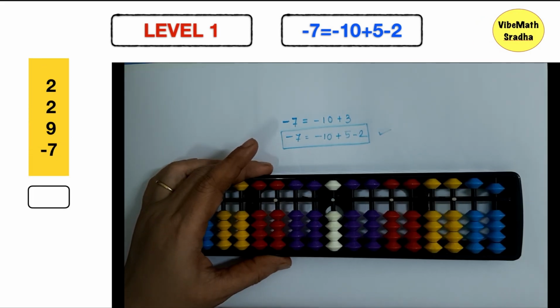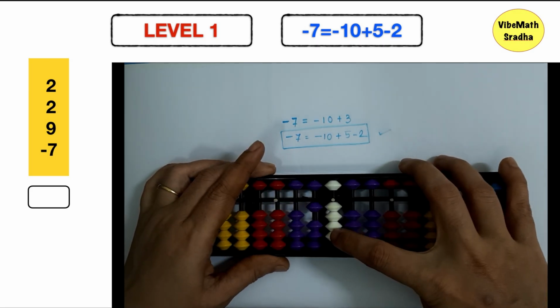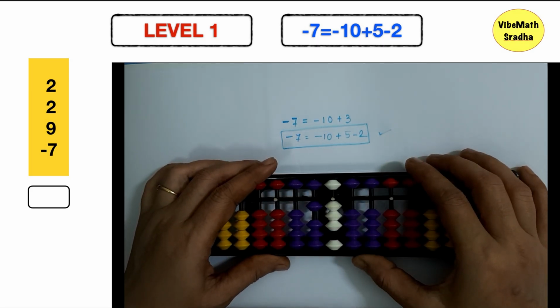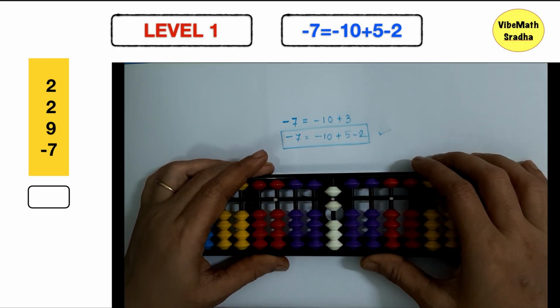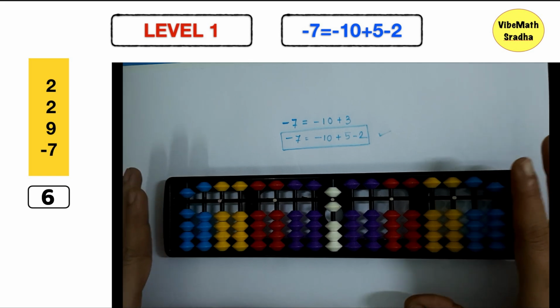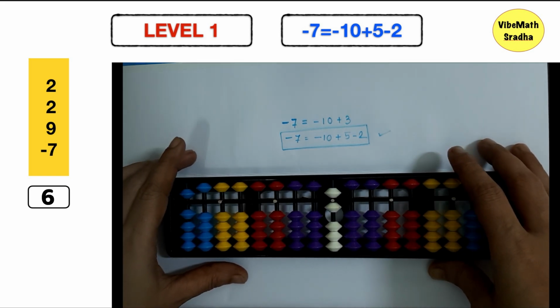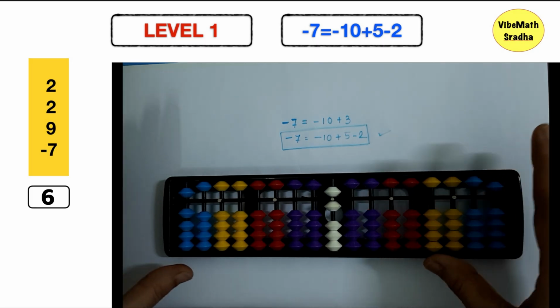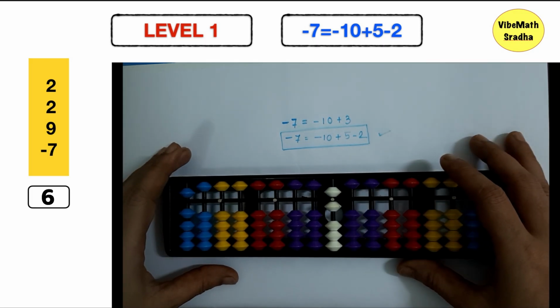Last example is 2 plus 2 plus 9 minus 7. 2 plus 2 plus 9 is plus 10 minus 1, then minus 7 is minus 10 plus 5 minus 2. So, answer here is 6. Here we have solved all these examples based on the formula minus 7 is minus 10 plus 5 minus 2. I hope you all clearly understood how you have to use combination subtraction of 7.